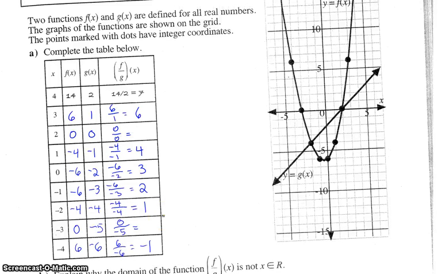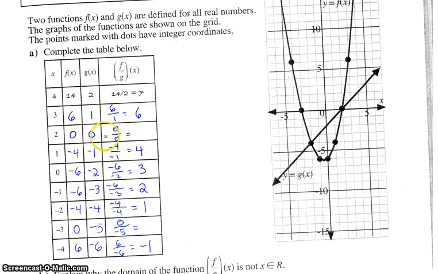Okay, let's compare our tables. Hopefully we have the same y values. Scan through, make sure we have the same f of x values, same g of x values, and if not, pause your video and correct. Okay, and then to get f divided by g of x, the quotient of the two functions, we take the y values and divide them. 6 divided by 1 is 6.